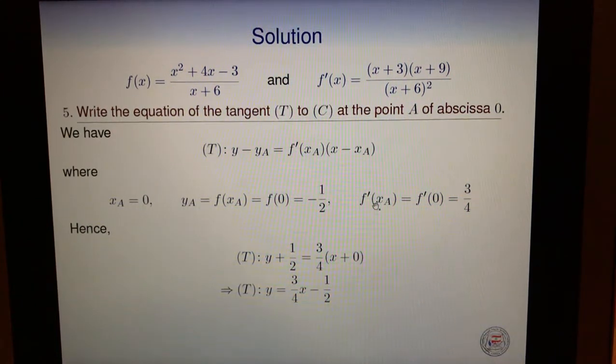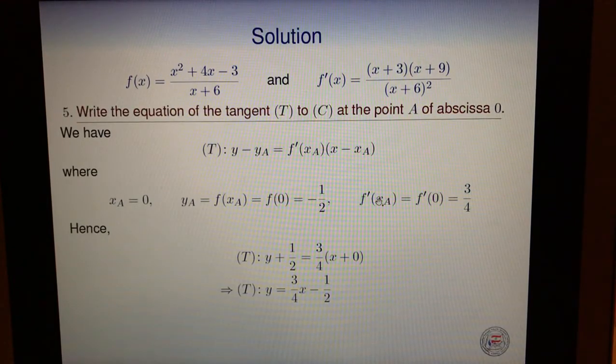Remark here that f prime of xa is always the slope of this tangent. F prime of xa is the slope of this tangent. This tangent is a straight line.